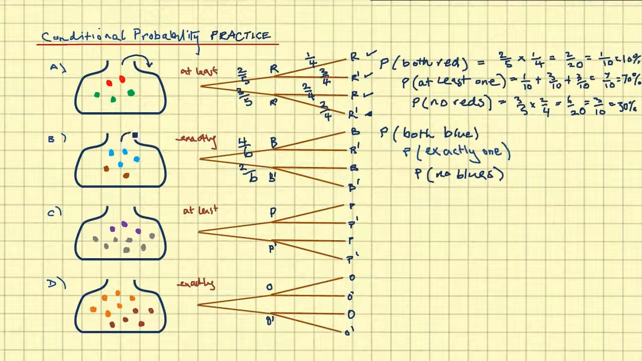Okay, next branch. If we have not replaced our blue, then there are only 3 blues to pick from now, and there are only 5 marbles left in the bag. So 3/5, 2/5 then for this branch.